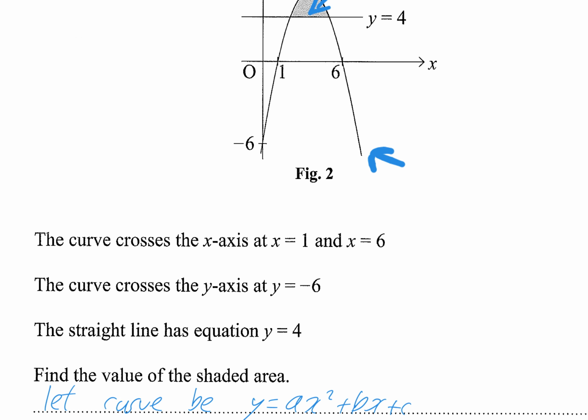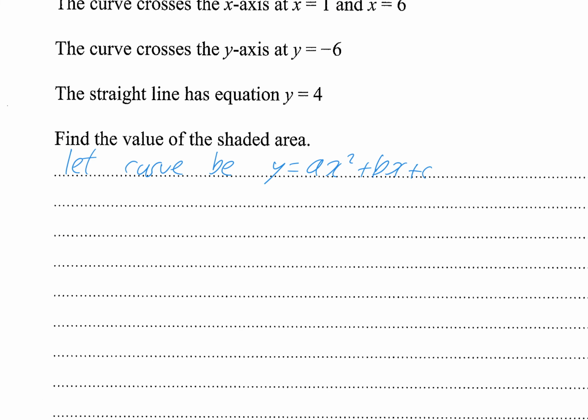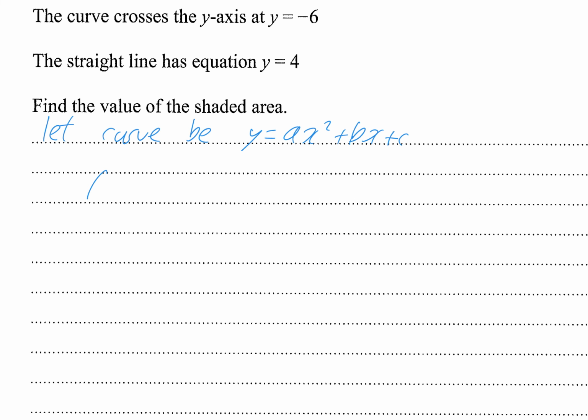Now, you know a few things. You know this point, which would be 0, minus 6. This point, which is 1, 0. And this point, which is 6, 0. So I just sub those in. First of all, what I just said, 0, minus 6. So that means when x equals 0, y equals minus 6. So that's going to be a times 0 squared plus b times 0 plus c. So you get your c equals minus 6. So your equation is y is equal to ax squared plus bx minus 6.